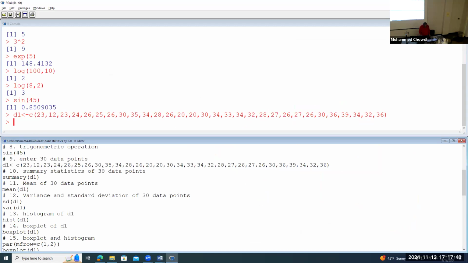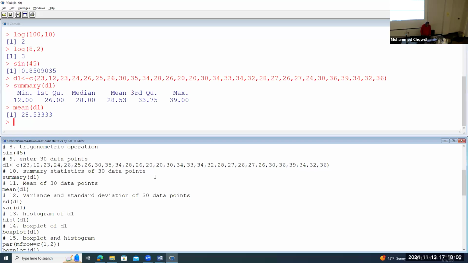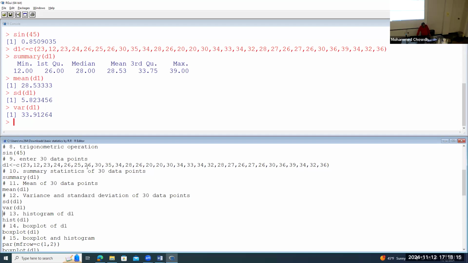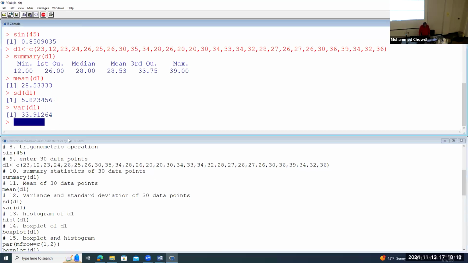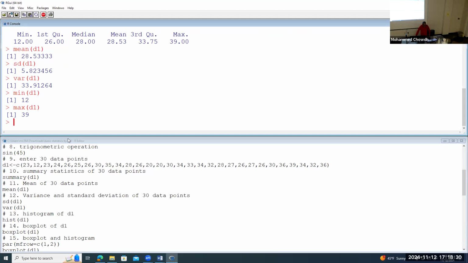And then if I want the summary statistics, which you already know, of D1: minimum, maximum, first quartile, third quartile, median and mean. So that is what we got. If I want to find the mean individually, that is the way. The standard deviation, that is the standard deviation. The variance, that is the variance. If I want the minimum, D1 will give me the minimum. If I want the maximum, D1 will give me the maximum. Clear? Minimum, maximum, all of this.